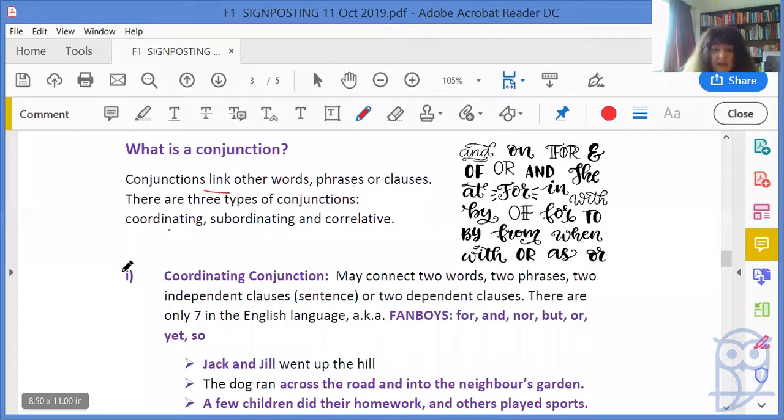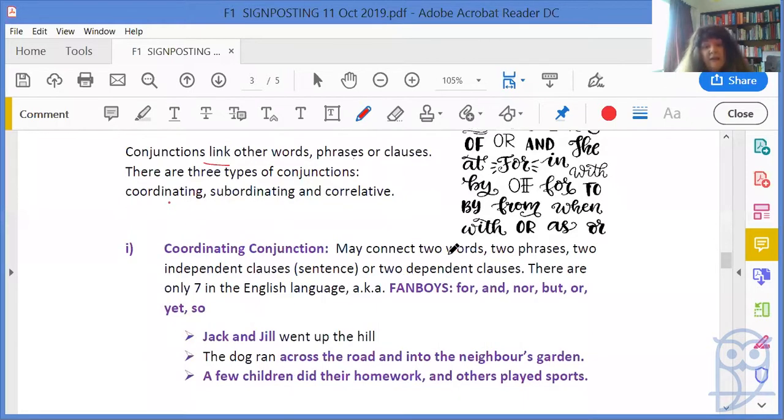What are coordinating conjunctions? They connect two words, phrases, or two sentences. Okay, two sentences, or even two dependent clauses. Remember, we said the other day there's only 7 coordinating conjunctions in the whole English language, and the acronym, also known as fanboys: for, and, nor, but, or, yet. So these are the words you use to join your sentences generally.